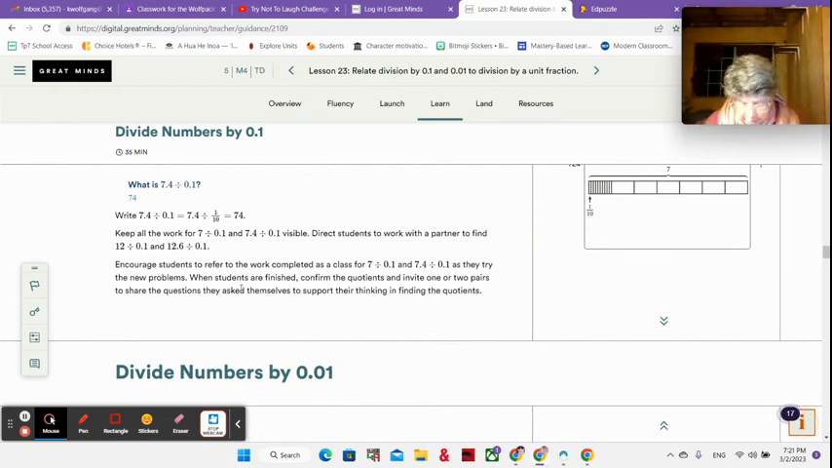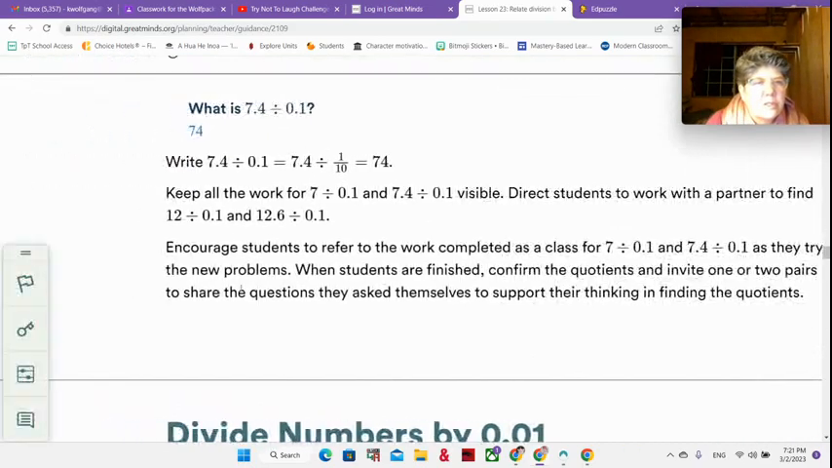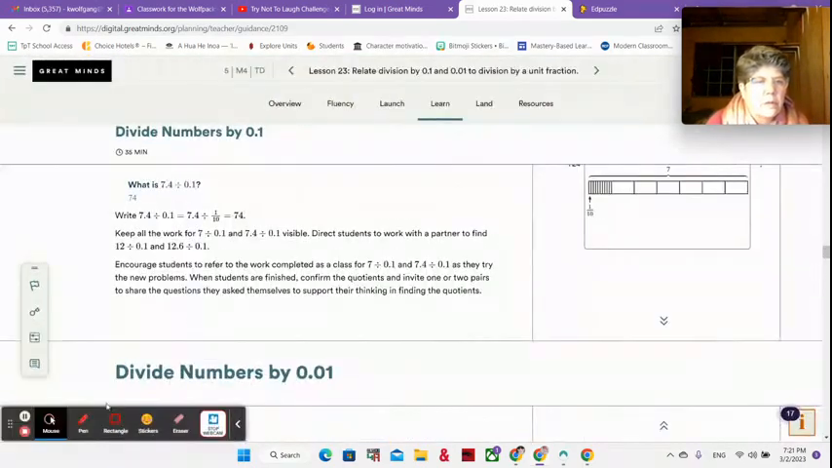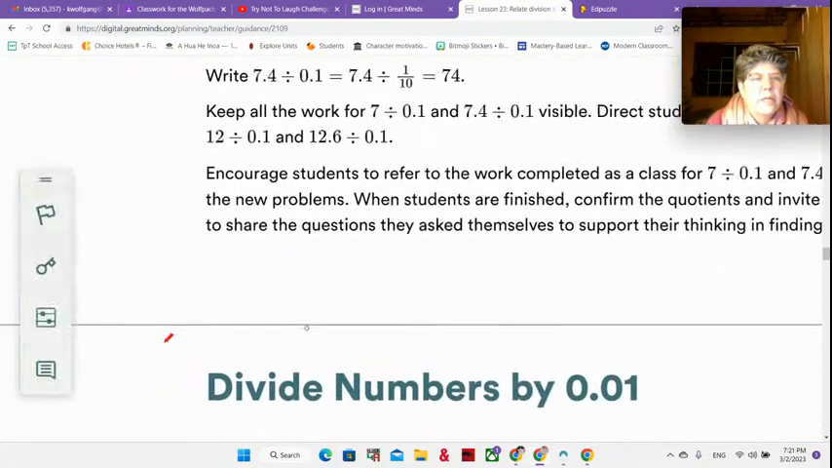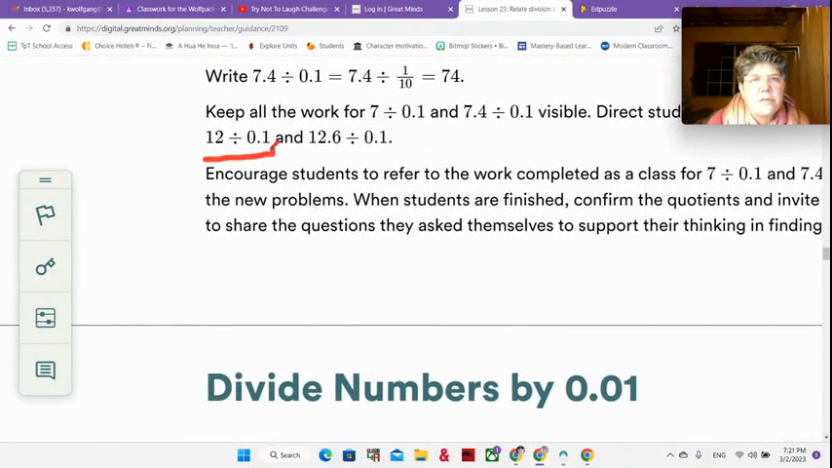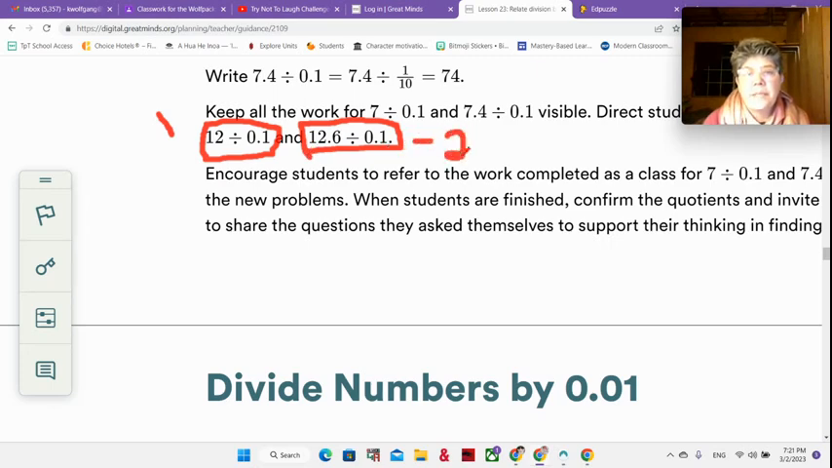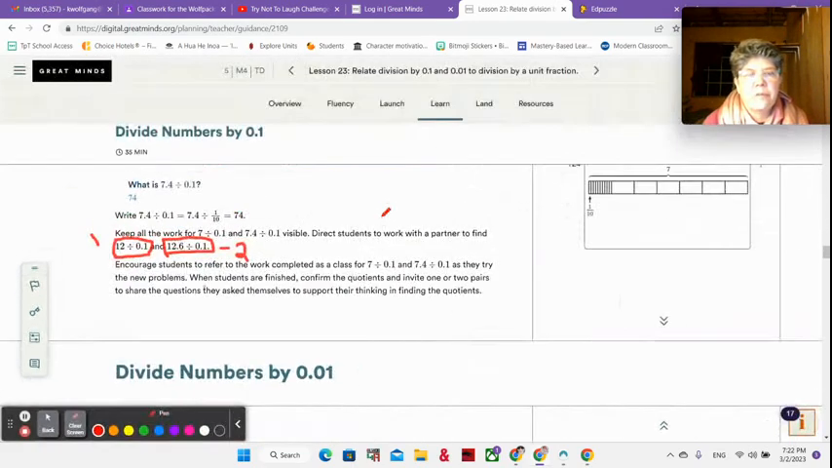Let me just make sure I'm on track here. All right, let's look at these 2 questions. Grab my pen. Okay. 12 divided by 1/10. That's going to be number 1 on your Edpuzzle. And then 12 6/10 divided by 1/10. That's going to be number 2 on your Edpuzzle. Okay, and don't worry, the numbers will be in there for you.